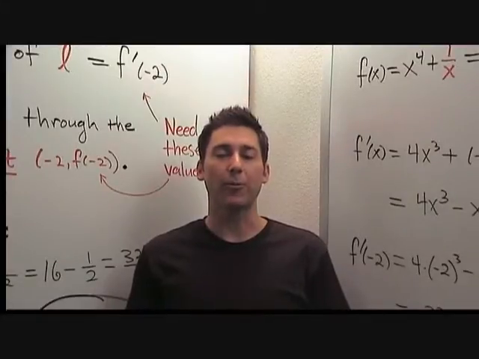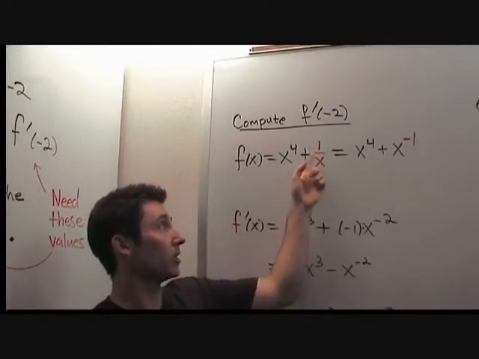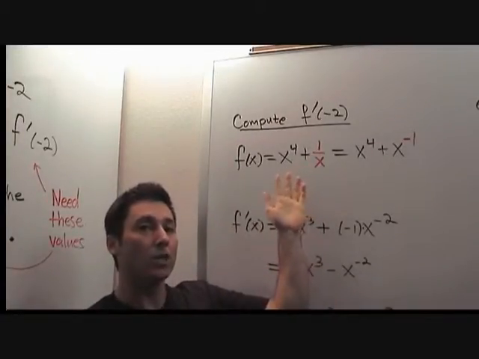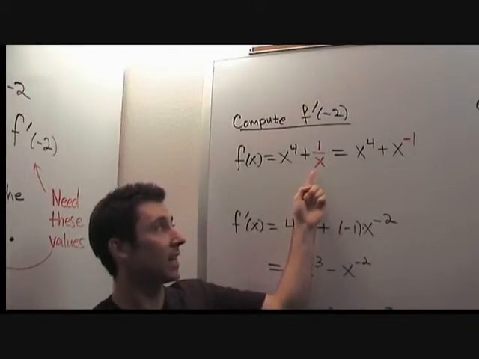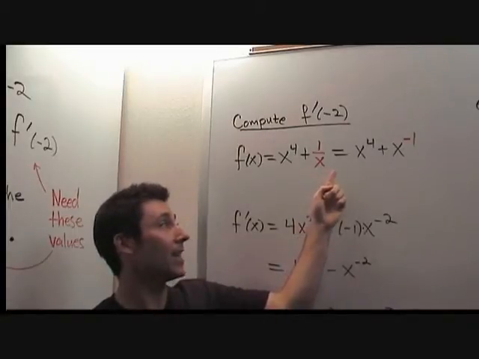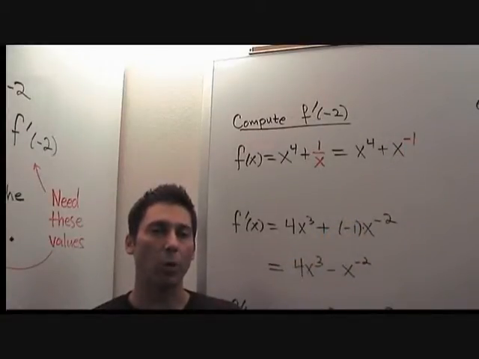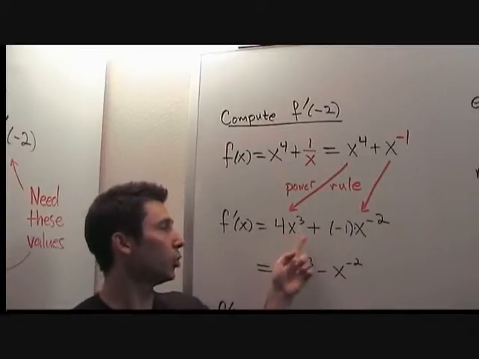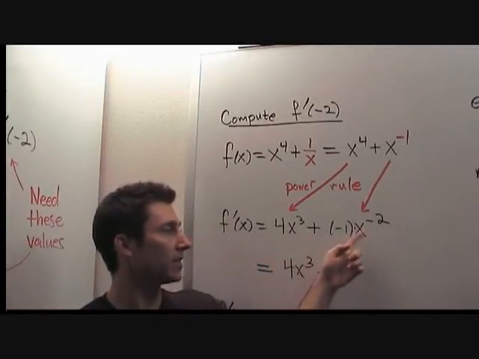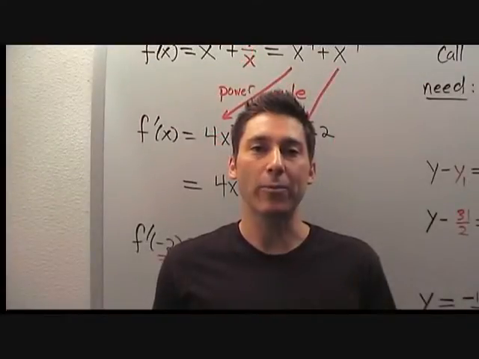Now we need to compute f prime of -2. The function f of x is equal to x to the fourth plus 1 over x. A trick to do whenever computing derivatives: it's usually easier to rewrite this as x to a power. So we rewrite that as x to the fourth plus x to the -1. Now we can use the power rule to differentiate this expression. That gives us 4x cubed plus -1 times x to the -2, which simplifies to 4x cubed minus x to the -2.